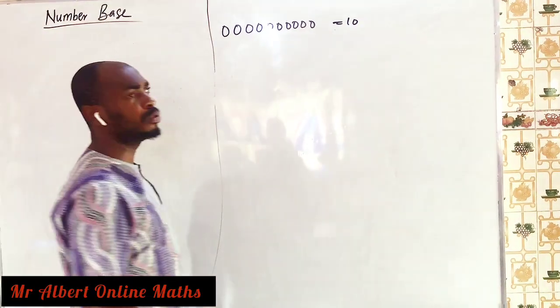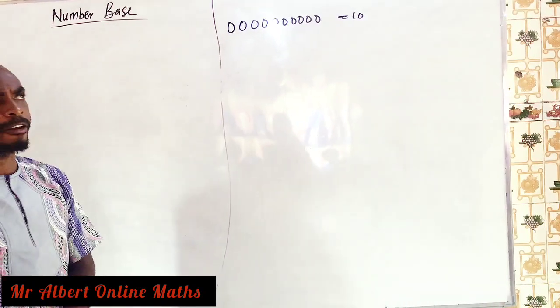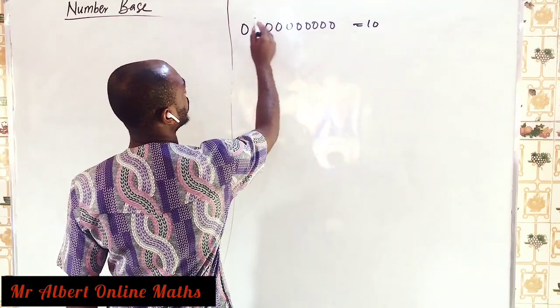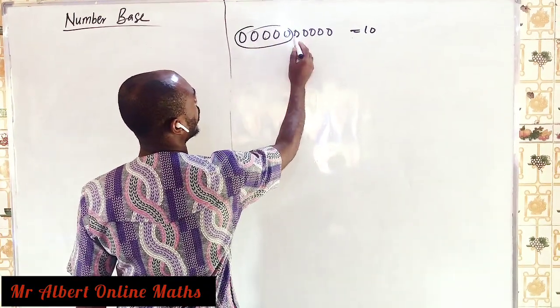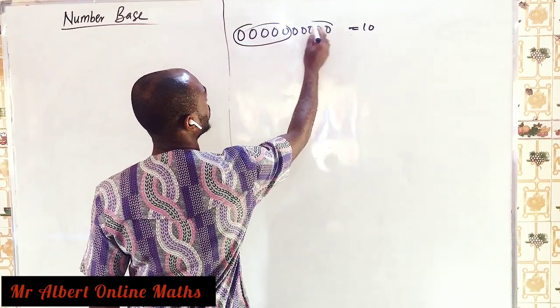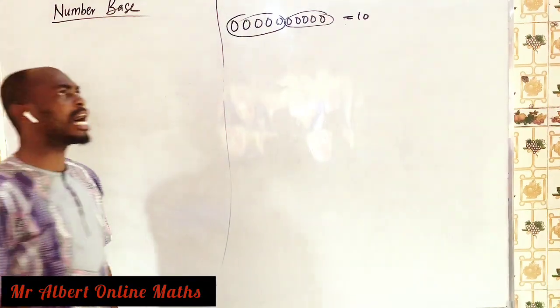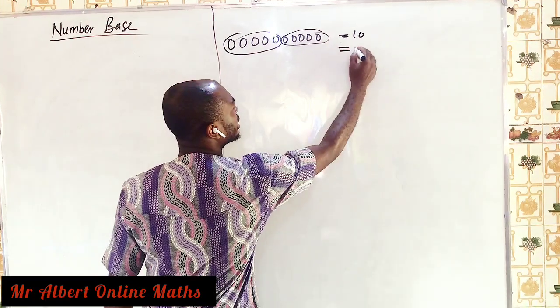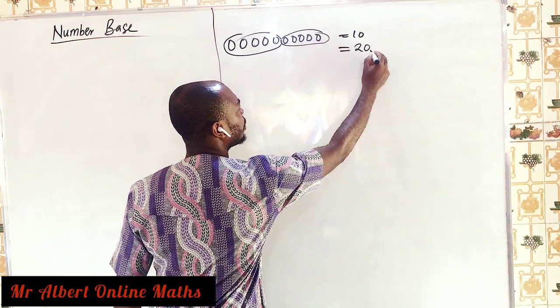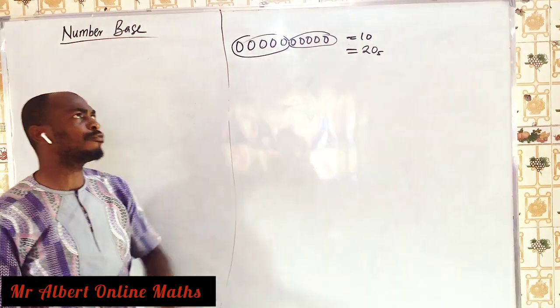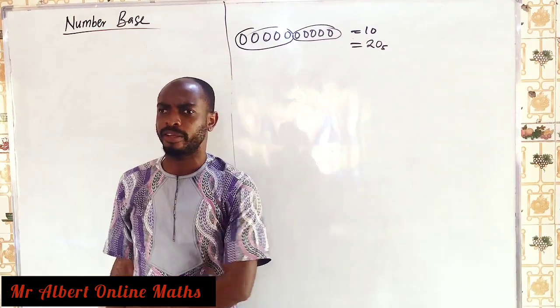I can decide to tie it after every 5. So 1, 2, 3, 4, 5, and 1, 2, 3, 4, 5. At this point, I have 2 bundles. So that makes it become what? That makes it become 20 when I am expressing it in base 5. 20 in this case means that I have 2 bundles with no remainder.